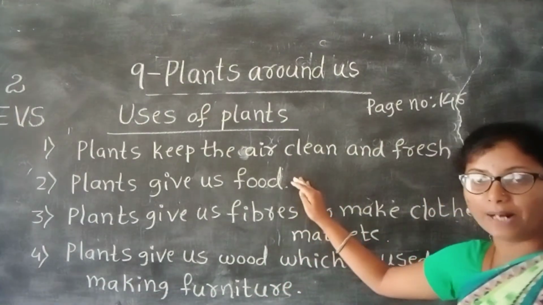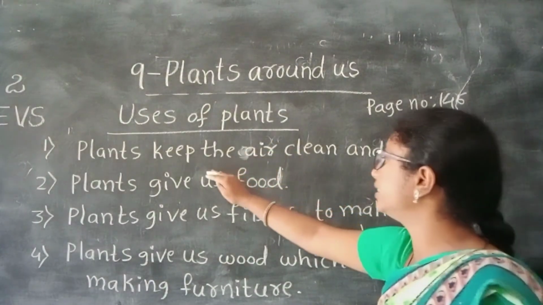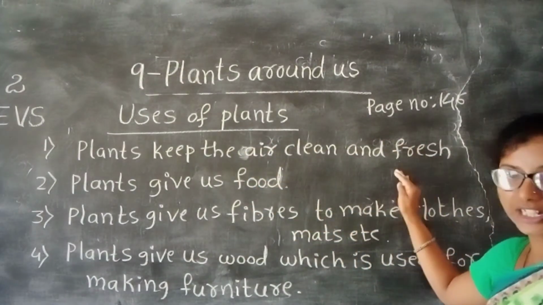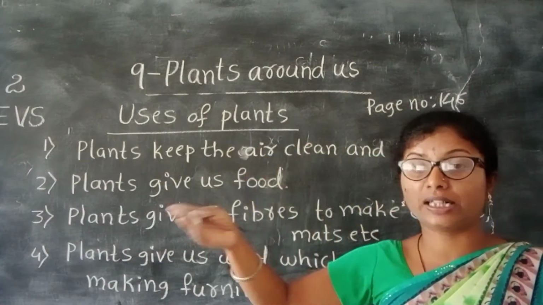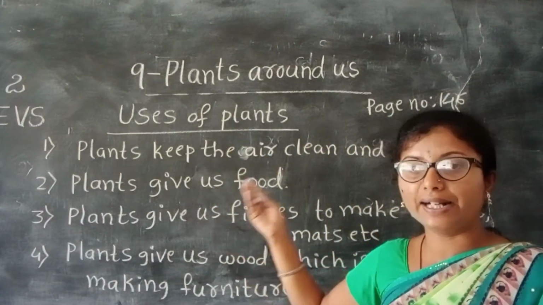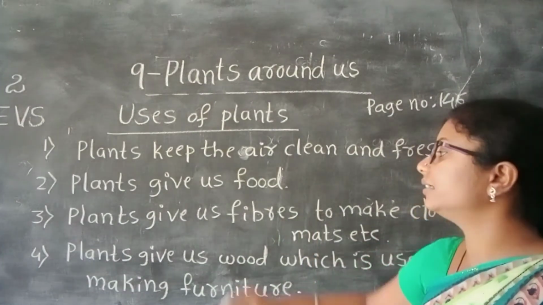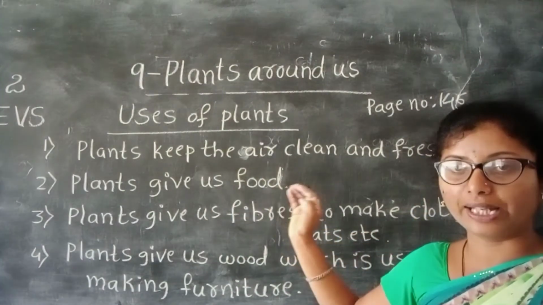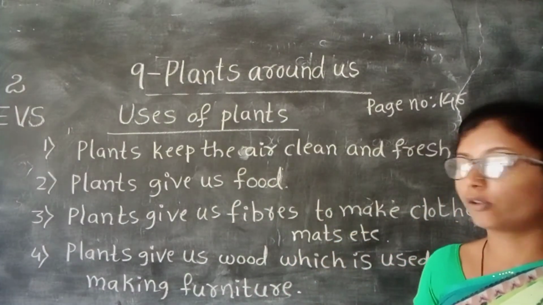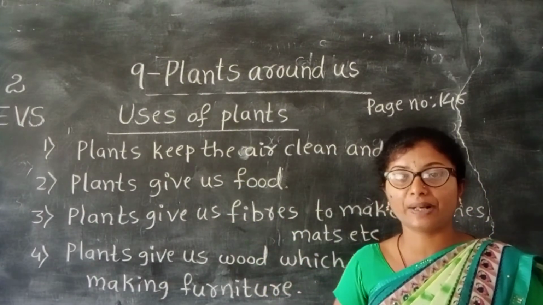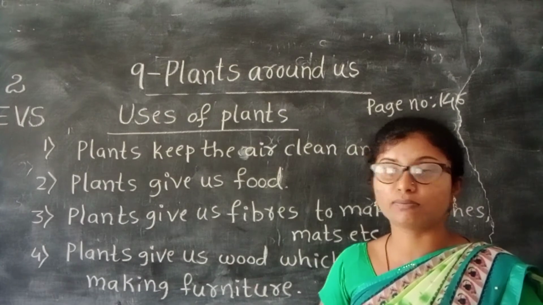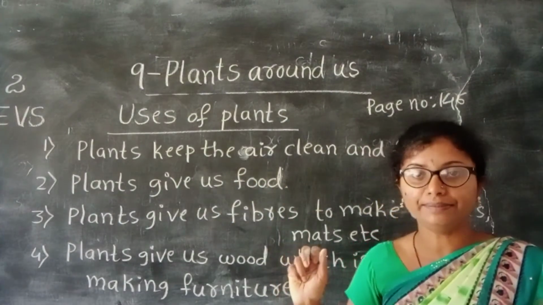What are the uses of plants, children? Plants keep the air clean and fresh, okay? Plants keep our surroundings, our air, our weather, our atmosphere clean and fresh, okay? Next, plants give us food. Plants are the sources of food. We get fruits, vegetables, cereals, pulses from plants only, okay?